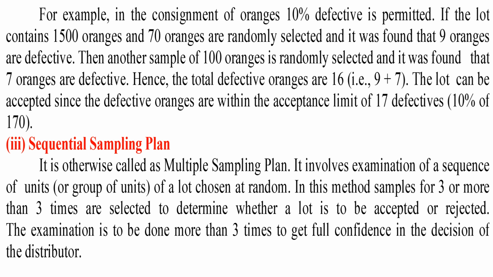3. Sequential sampling plan. It is otherwise called as multiple sampling plan. It involves examination of a sequence of units, or group of units, of a lot chosen at random. In this method, samples for 3 or more than 3 times are selected to determine whether a lot is to be accepted or rejected. The examination is to be done more than 3 times to get full confidence in the decision of the distributor.